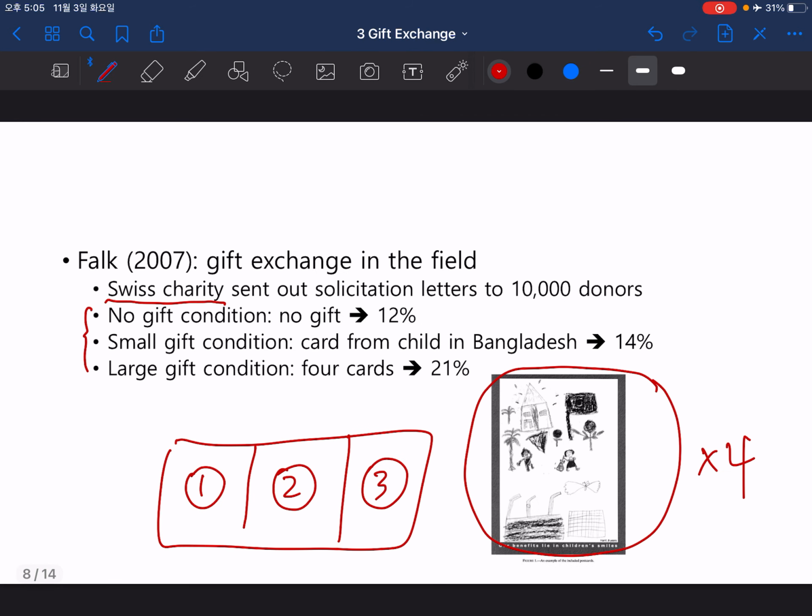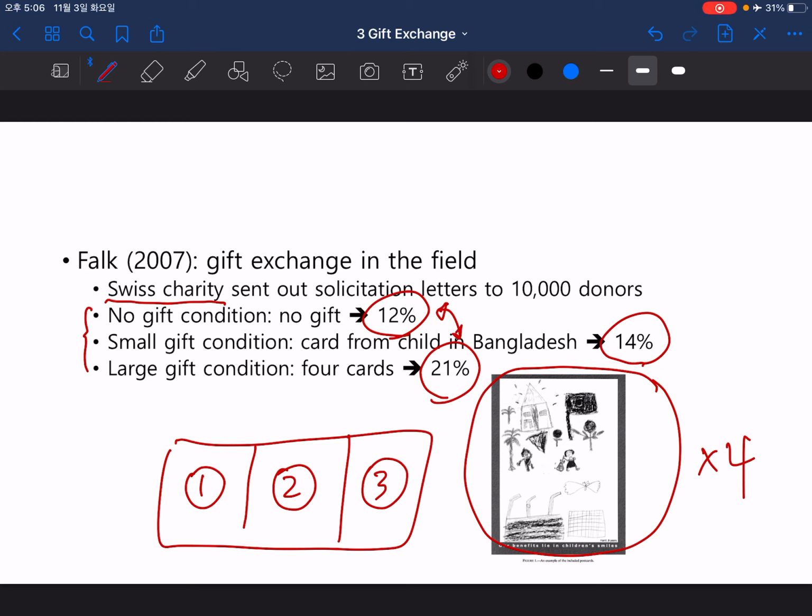Here we have numbers. In the first group, the response is 12%. In the second group, the response was 14%, so higher, but not that different. But now we see there's a clear difference between the first and third group. The response is almost twice. So we can see that this gift exchange has a quite big impact on donors' behavior.